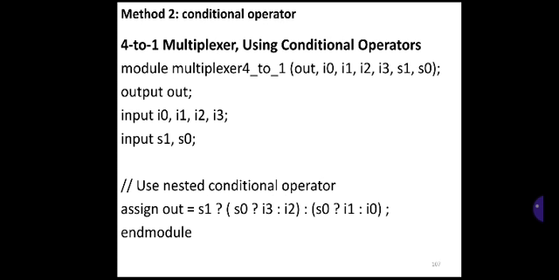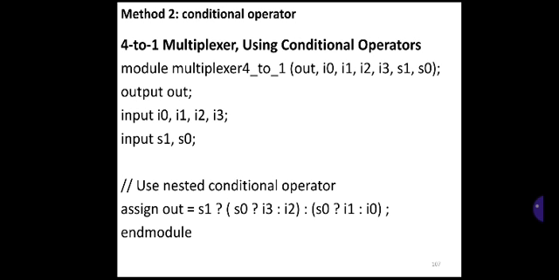The second method: the 4:1 multiplexer can be written using the conditional operator. Using the conditional operator, the declaration part remains the same. You declare out, I0, I1, I2, I3, S1 and S0, and declare which is output and which is input. Now just observe the logic part. Using the conditional operator, you can write the 4:1 multiplexer using a nested conditional operator, as we discussed in the previous example, a equal to 3. Similar to that one, here also it is a nested 4:1 multiplexer.